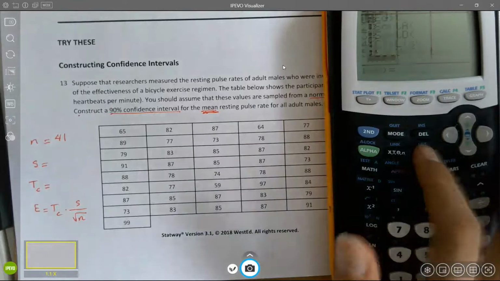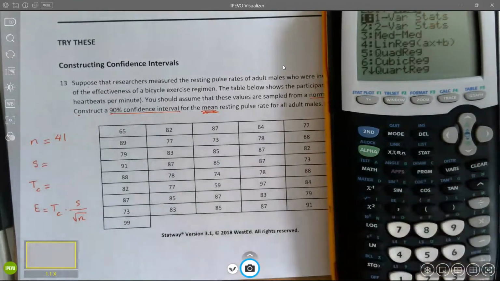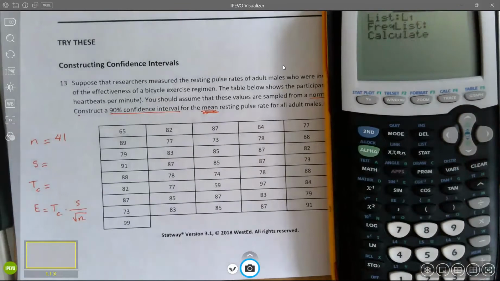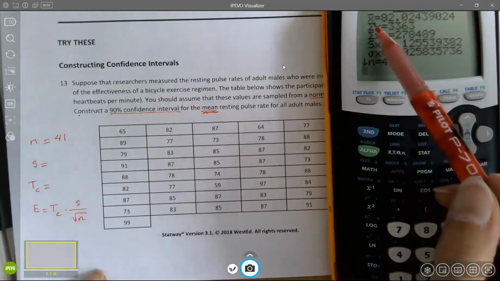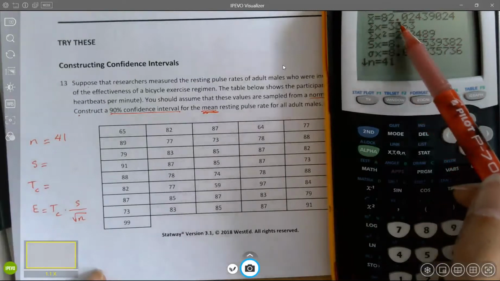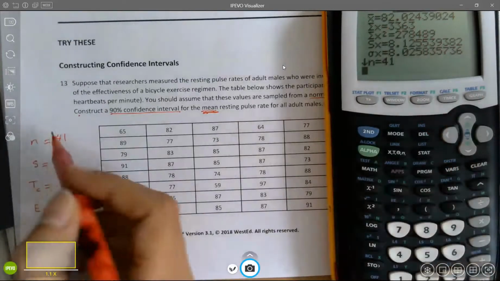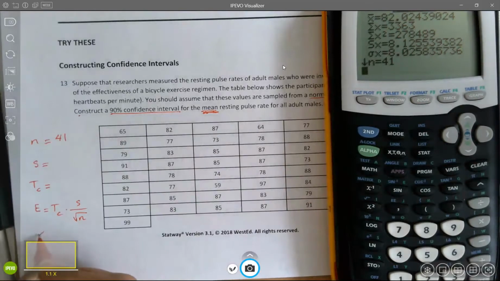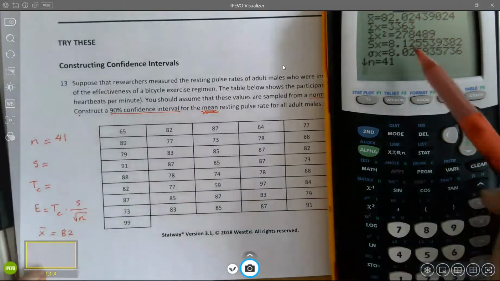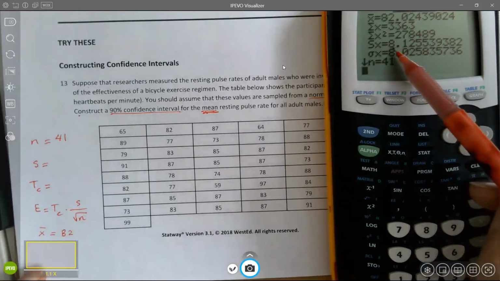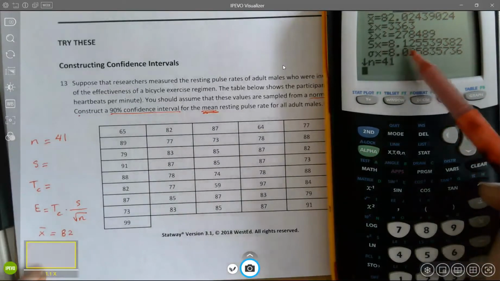Now we go to Stat, we go to Calc. We're looking for one variable Stat, so enter. All numbers are in L1, so I'm going to leave it as L1 and calculate. My X bar, the mean, is 82, so let us write down X bar here. 82, and the standard deviation for the sample is 8.13.